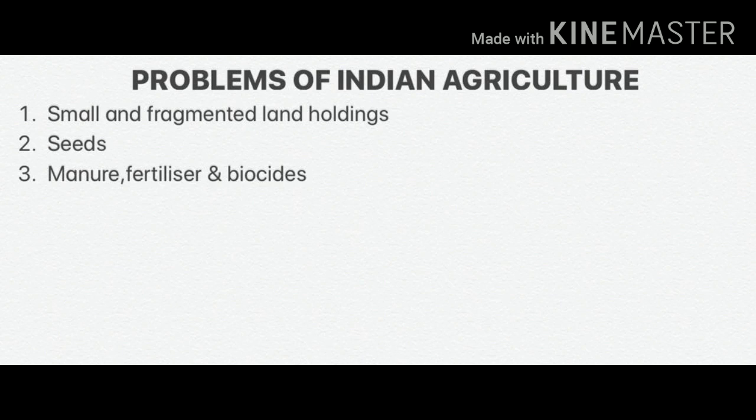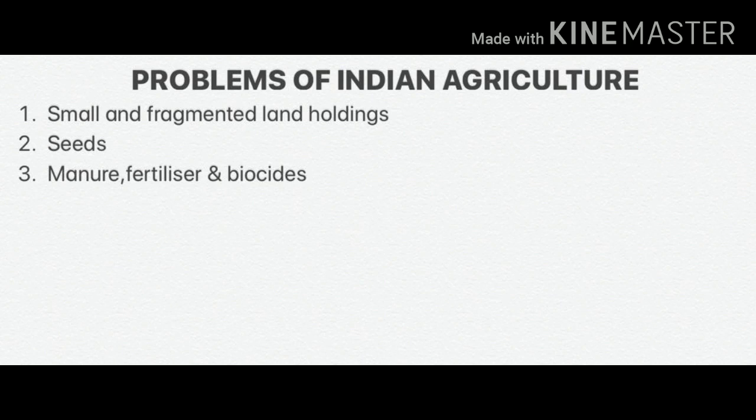Number three, manures, fertilizers, and biocides. Indian soils have been used for growing crops over thousands of years without caring much for replenishing them. This has led to depletion and exhaustion of soil, resulting in low productivity. This is a serious problem which can be solved by using more manures and fertilizers. Manures and fertilizers play the same role in relation to good soils as good food in relation to the body. Thus, increasing the consumption of fertilizers is a barometer of agricultural prosperity.